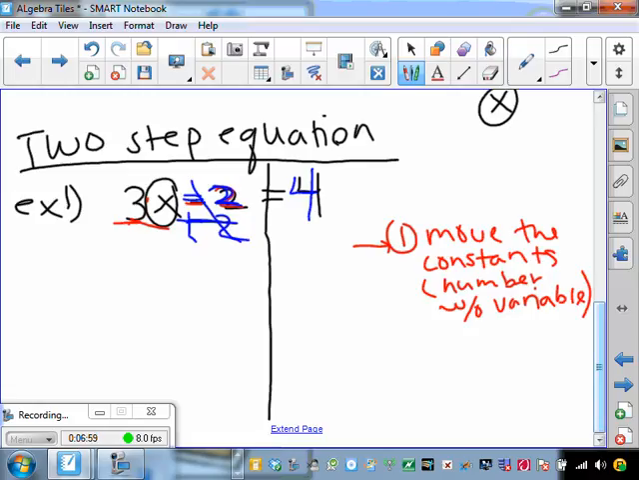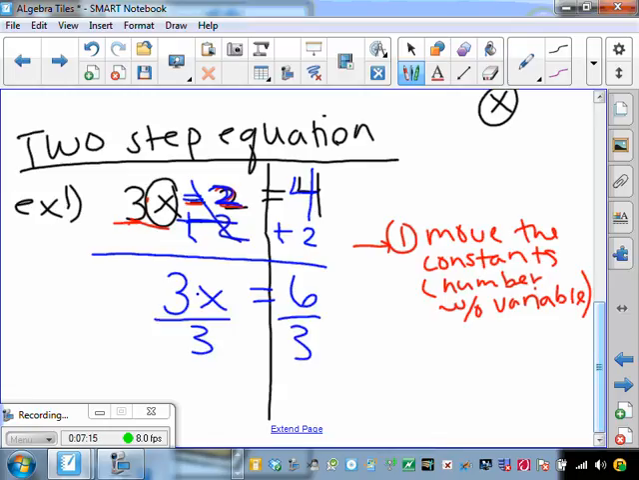Negative 2 plus 2 goes to 0. If I add 2 here, I have to add 2 here. And I'm left with 3x equals 6. And then this is 3 times x. So then x equals 2.